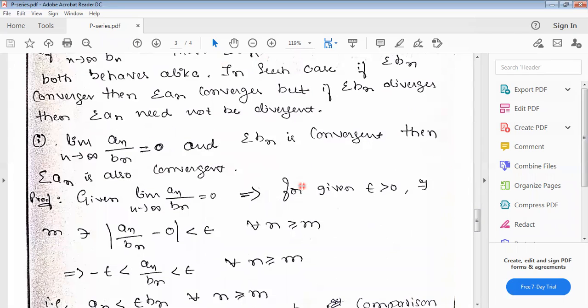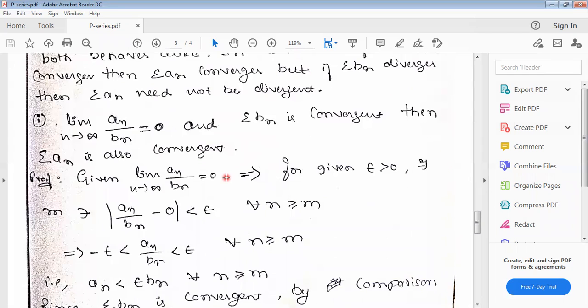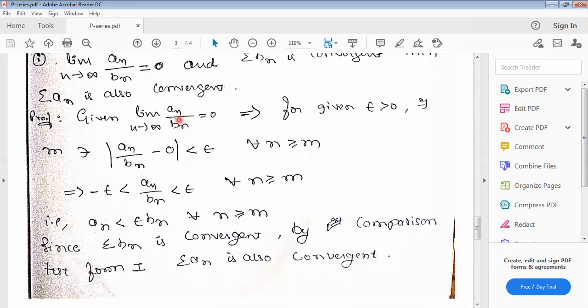Let us see the first case. Let us see the convergence first. Suppose that limit an by bn is equal to 0 and sigma bn is convergent. Then here we are showing that sigma an is also convergent. It is given that limit an by bn is equal to 0. Now by definition of limit, for given epsilon greater than 0, there exists a small m such that modulus of an by bn minus 0 is less than epsilon for all n greater than or equal to m. This is by definition of limit.